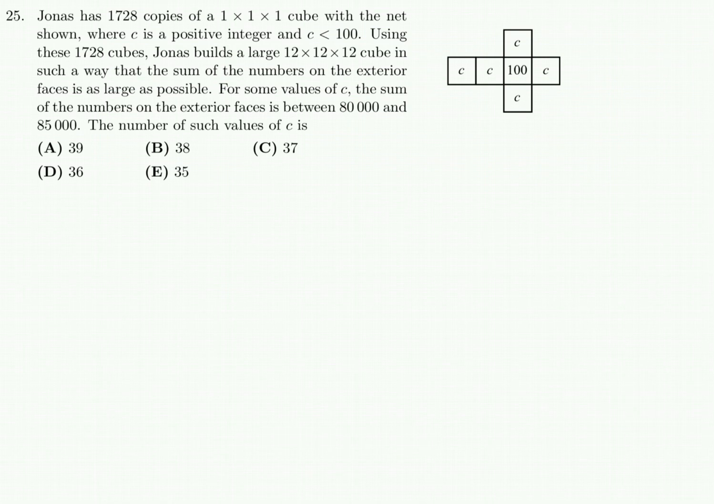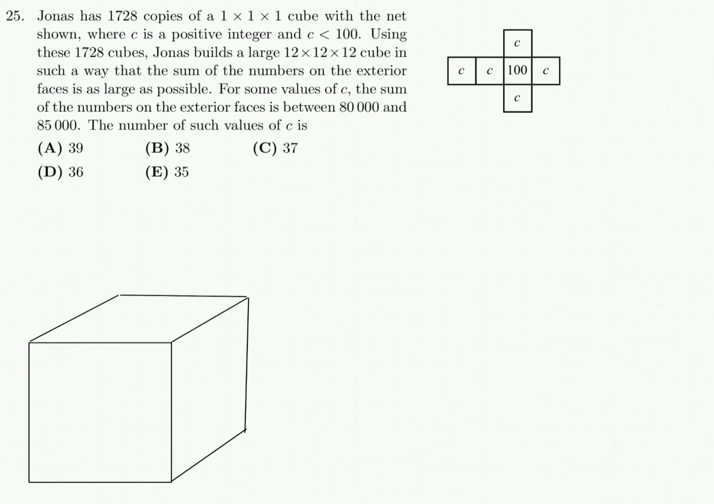Jonas has 1728 copies of a 1 by 1 by 1 cube with the net shown, where C is a positive integer and C is less than 100. Using these 1728 cubes, Jonas builds a large 12 by 12 by 12 cube in such a way that the sum of the numbers on the exterior faces is as large as possible. For some values of C, the sum of the numbers on the exterior faces is between 80,000 and 85,000. The number of such values of C is.